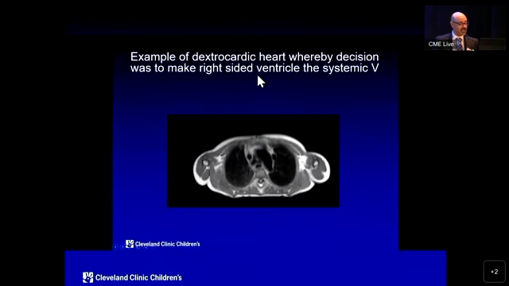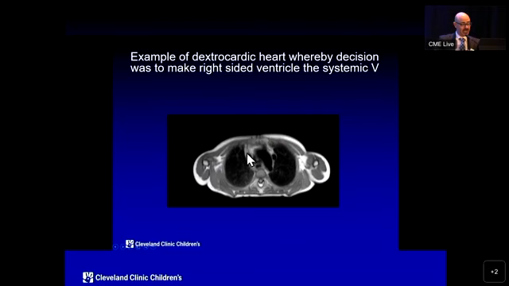So this is a case where all we need to do is look at the axial black blood images from an MRI. I'll not show you all the details. This is just a dextrocardic heart whereby the decision was made to make the right-sided ventricle the systemic ventricle. In other words, when we're looking at this, we're deciding, how do we make the pulmonary veins drain towards the right and the systemic veins drain towards the left?